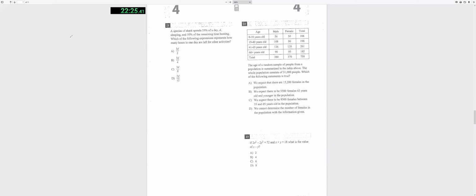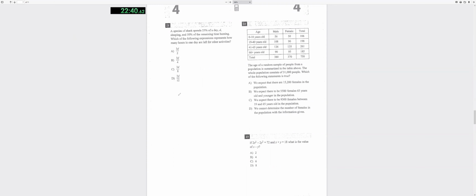A certain species of shark spends 25% sleeping, 50% hunting. What is left for what other activities do sharks have? I mean, maybe like mating, but seriously, what else do sharks do? I guess sit in water and play Chutes and Ladders.